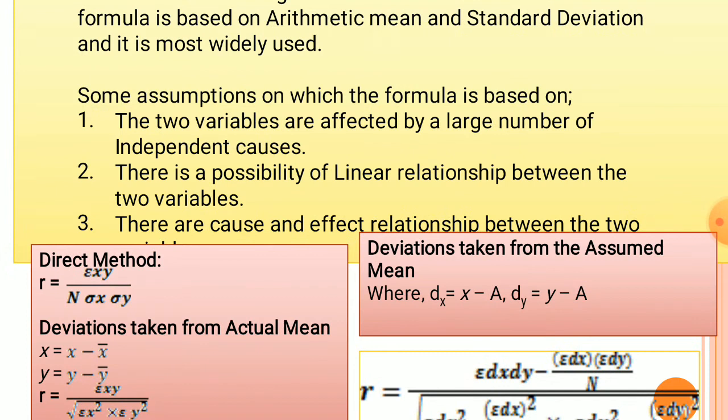So, some assumptions on which the formula is based. The two variables are affected by a large number of independent causes, there is a possibility of a linear relationship between the two variables, and there is a cause and effect relationship between the two variables. So these are three assumptions on which the formula is based.